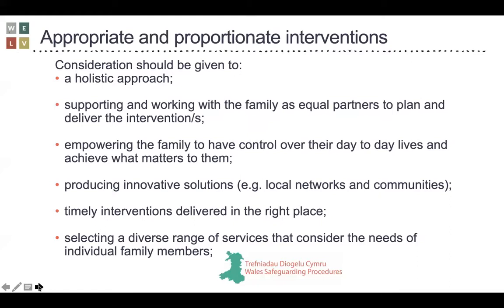Who and what is available in their local networks and communities. We need to be making sure that timely interventions are delivered in the right place. That we don't expect families to have to engage with multiple service offers right at the beginning or all at the same time. And that we're selecting a diverse range of services that consider all the needs of individual family members.